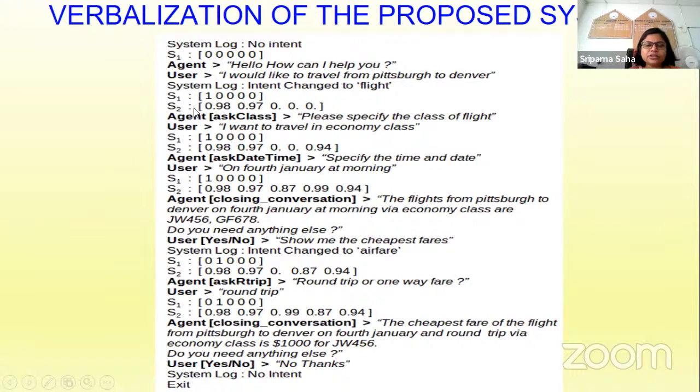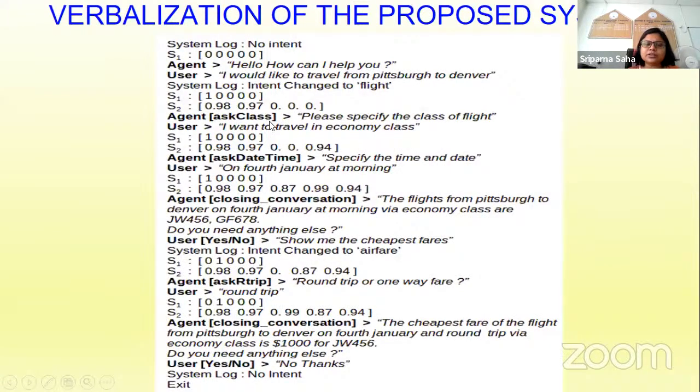Now S2 holds all the confidence values of the slots. In this utterance there are 2 slots present, Pittsburgh and Denver. This is the source city and this is the destination city. The corresponding confidence scores of the classifiers are 0.9 and 0.97, so we are putting these confidence values in S2.